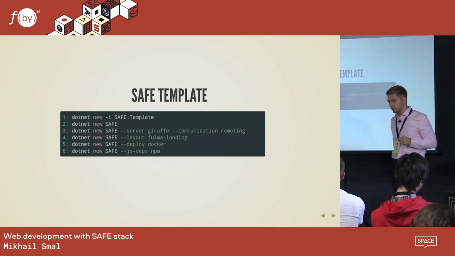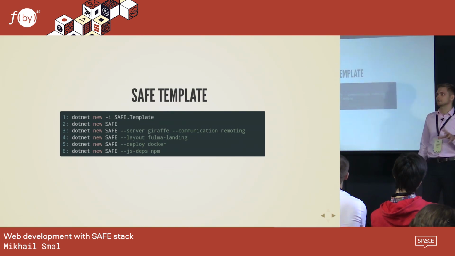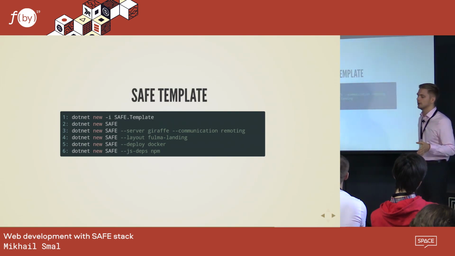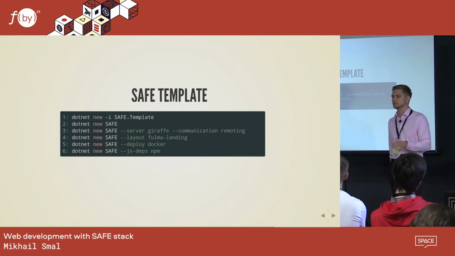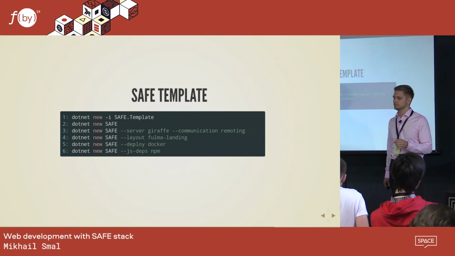This is the short list of possible options in the SAFE template. You can choose which server framework you want to use, either Saturn by default, or Giraffe, or Suave. You can choose, for example, a communication layer like remoting. There is also such a thing as Fulma. Fulma is a wrapper binding for Bulma. If you heard about Bulma, it's a new kind of alternative to Bootstrap. It's lightweight and JavaScript free, only CSS is involved. So SAFE Stack provides several layouts for Fulma, like, I don't know, landing, admin, hero, and several others.